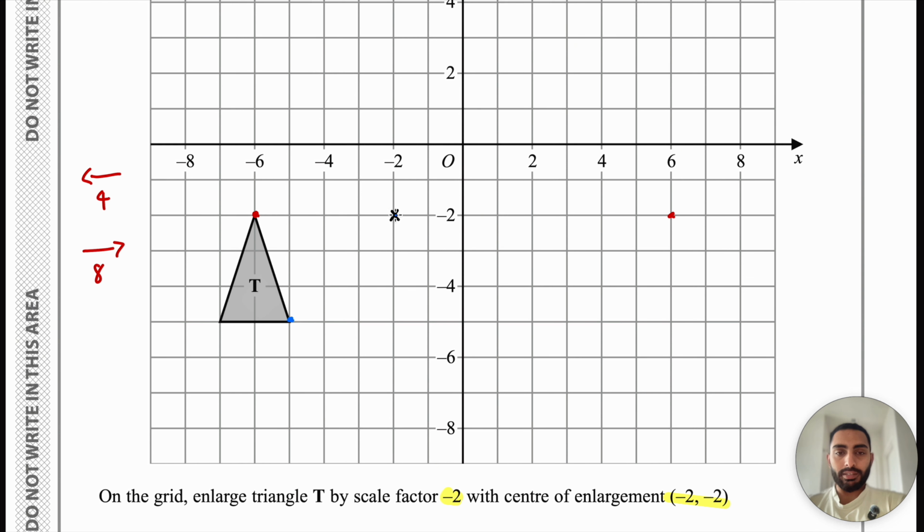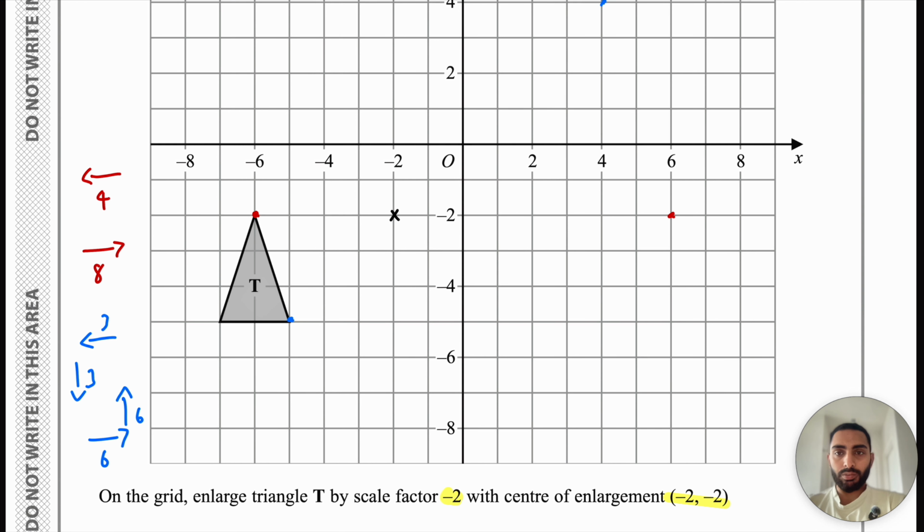How do I get from my center of enlargement to here? So I'm going 1, 2, 3 to the left, and then I'm going down by 3, 1, 2, 3. So I need to do the opposites of these and multiply it by 2. So I'm going to go right and up this time. I'm going 6 right and 6 up. So starting from here, 1, 2, 3, 4, 5, 6. 1, 2, 3, 4, 5, and 6 would be up here.